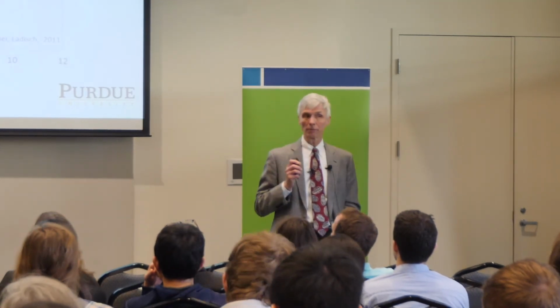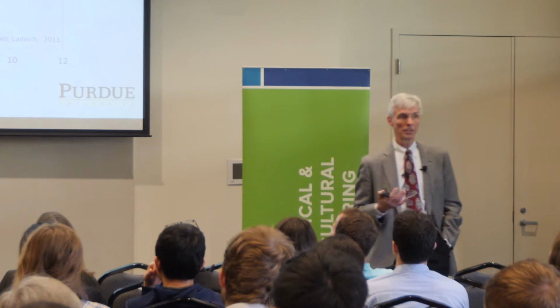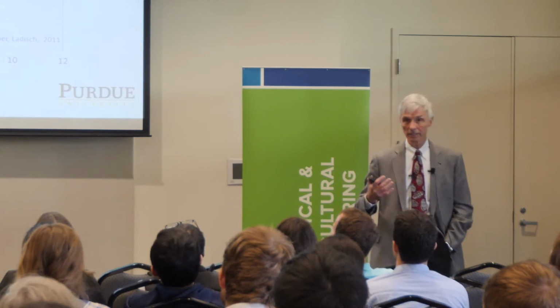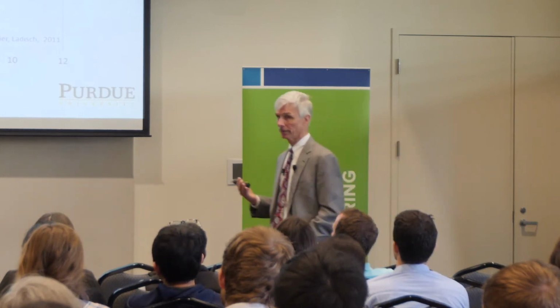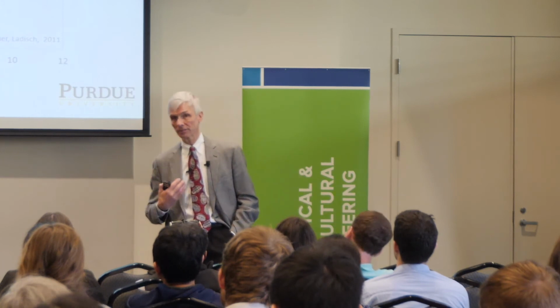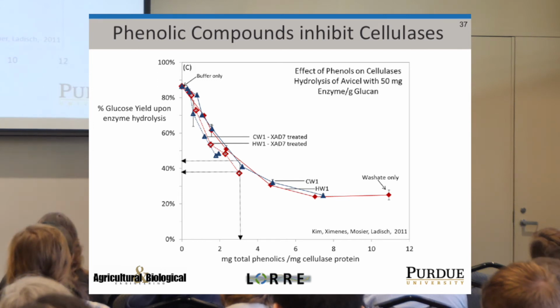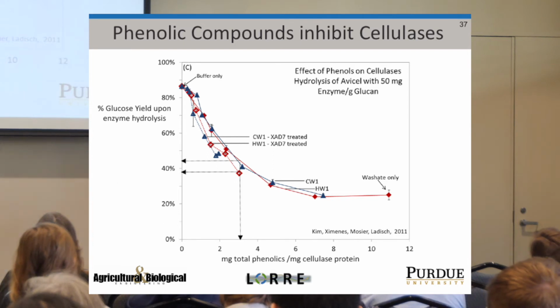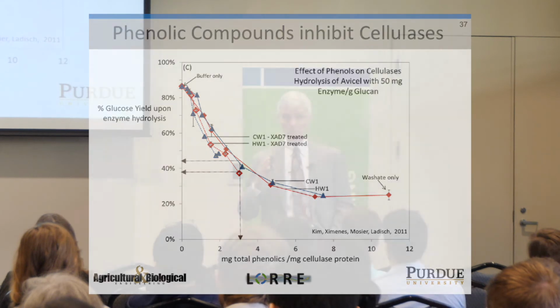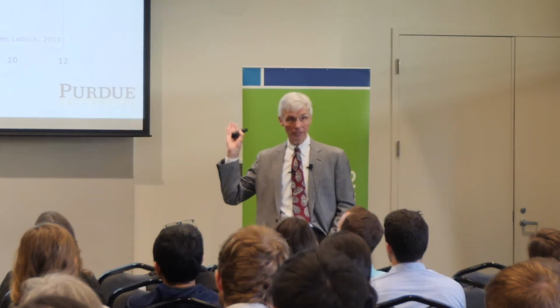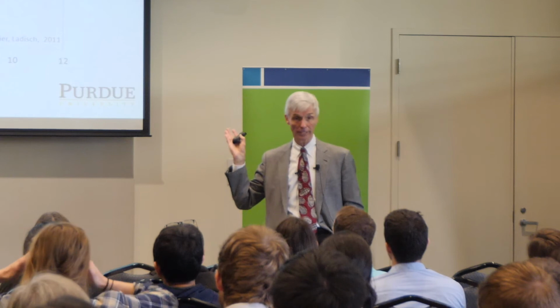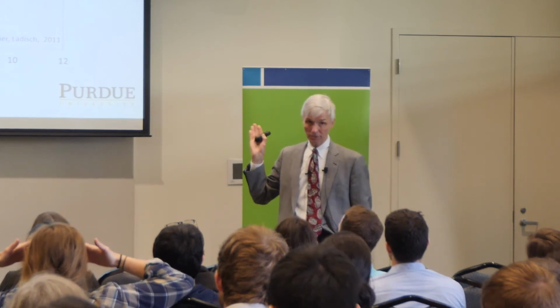But one thing we found very quickly is that when you pre-treated the material, the lignin had lower molecular weight components which generate a mix of phenolics. And when the phenolics were present at concentrations as little as 4 milligrams per milligram cellulase protein, and realize our objective is to add 1 or 2 or 3 milligrams of protein, right? So that means if we have 1 or 2 or 3 milligrams of phenolics, we're done. So we had to deal with this.